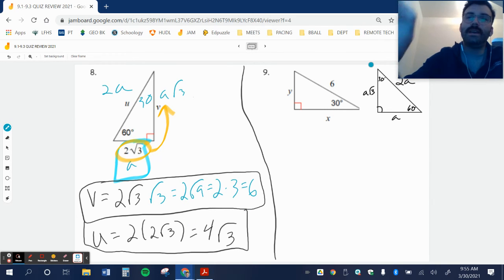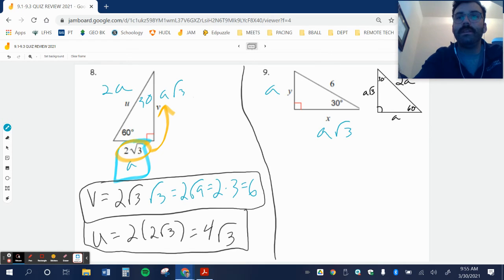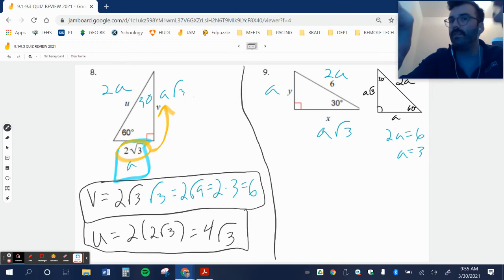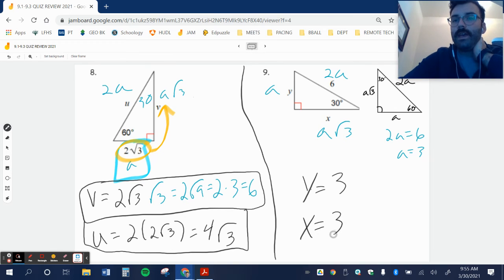Okay, so let's label our sides again. Here we go. We got A, A radical 3, and 2A. Oh, look, 6 represents our 2A side. So if 2A equals 6, that means A equals 3, dividing both sides by 2. You might be able to do this part in your head. I just want you to be able to see where I got that 3 from. So that tells me if A is 3, then Y is also 3. If X is A radical 3, then X is 3 root 3.